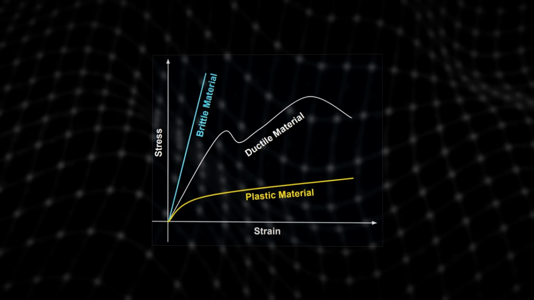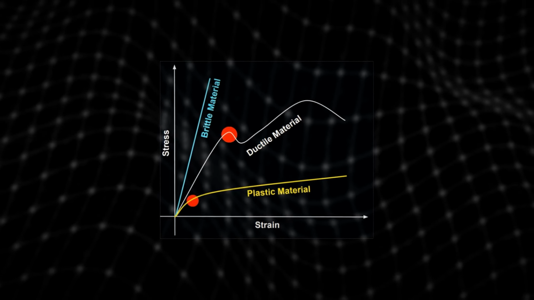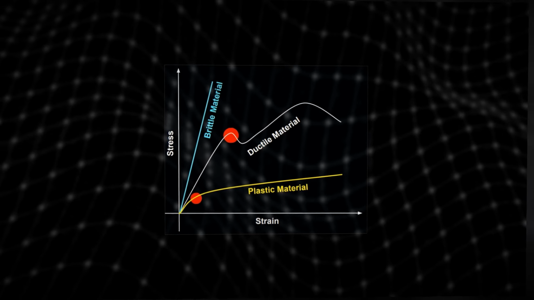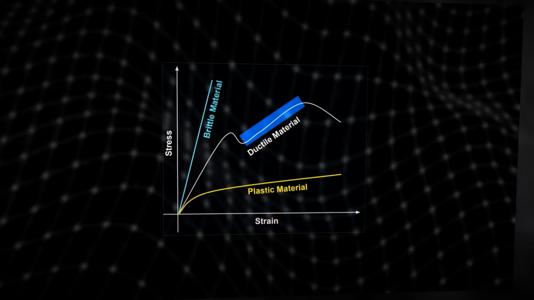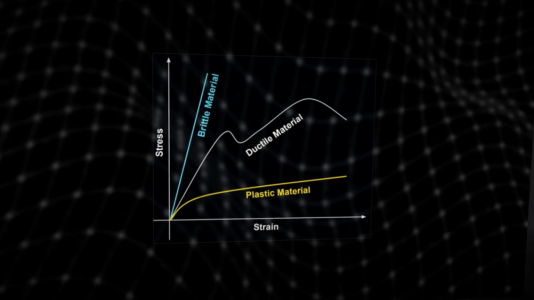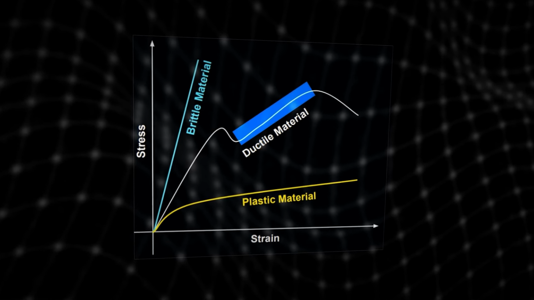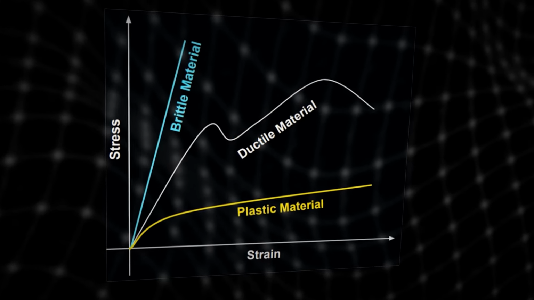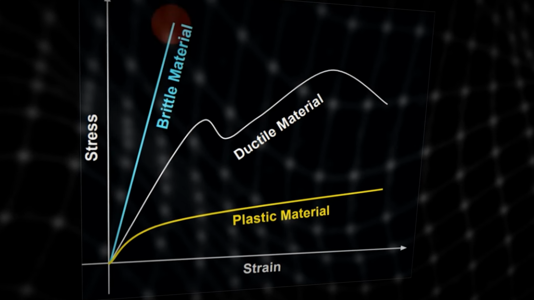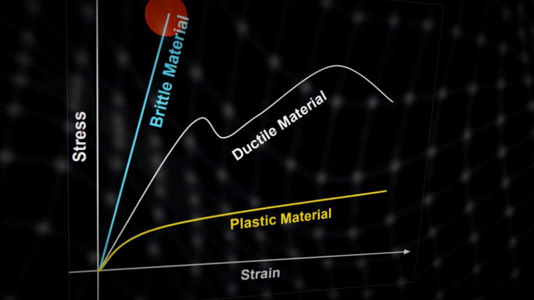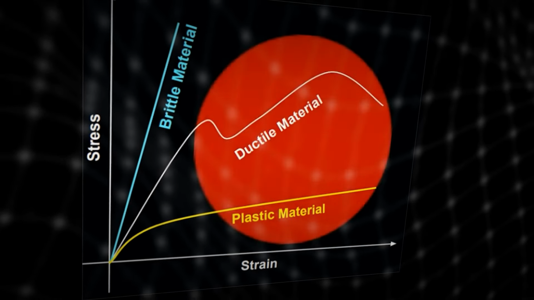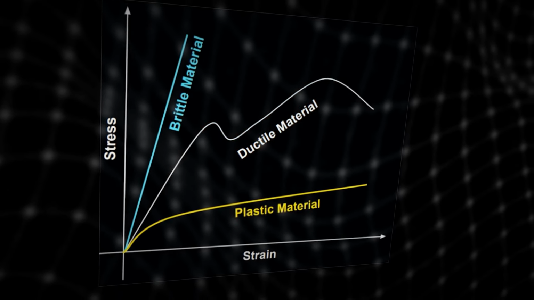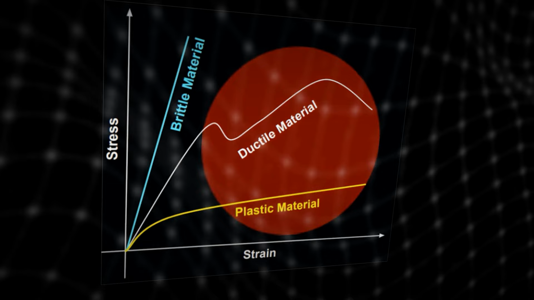Ductile and plastic materials both show yielding and plastic deformation, but the behavior after yielding is different. Ductile materials may show strain hardening, while plastic materials tend to deform more readily without significant hardening. Brittle materials fracture suddenly without significant plastic deformation, while ductile and plastic materials can undergo significant plastic deformation before fracturing.